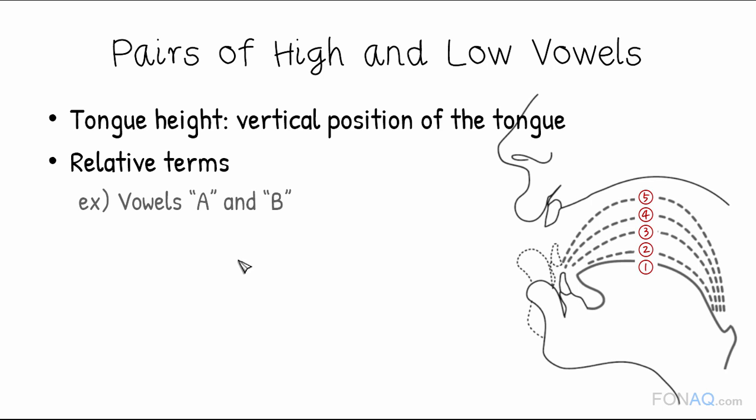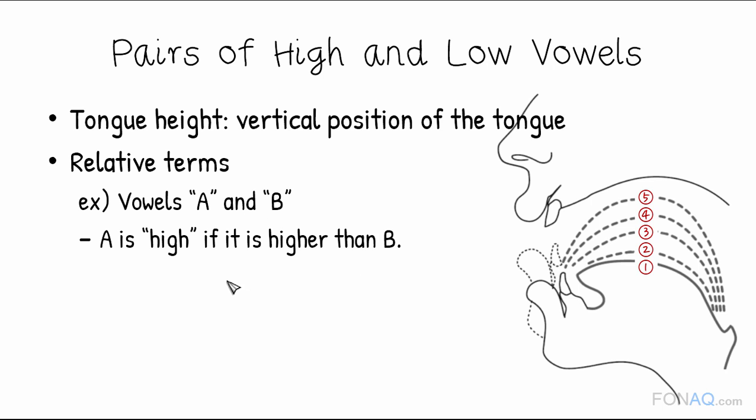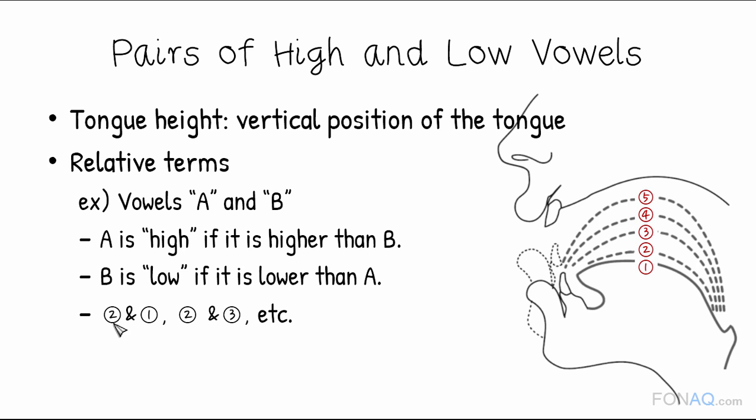Suppose we have 2 vowels, A and B. Vowel A is considered a high vowel only if it's produced at a higher level than B. The opposite is true as well. Vowel B is a low vowel if and only if its height is lower than A. If vowel A is at position 2 and B at 1, vowel A is high and vowel B is low. On the other hand, if vowel A is at 2 and B at 3, vowel A is low and vowel B is high. So it's all about comparison.